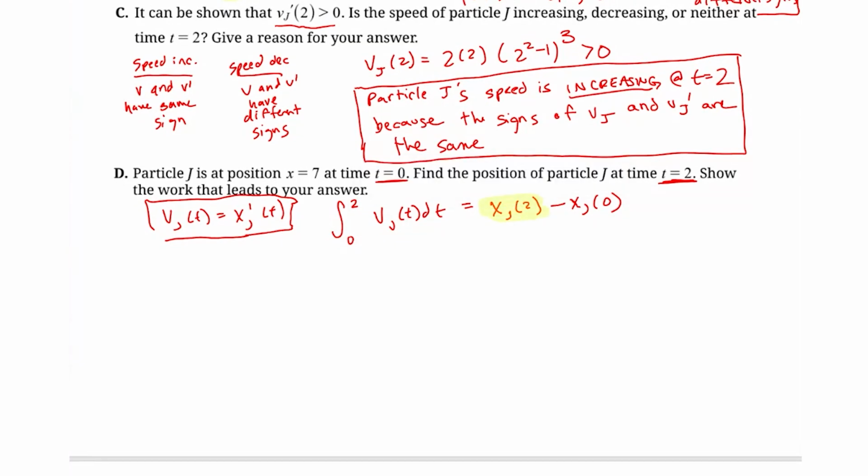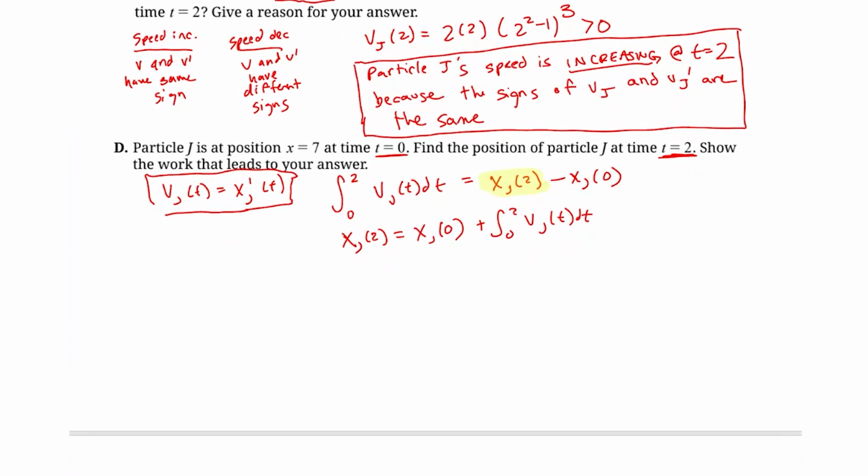We're just going to isolate this and add the xj0 to both sides. So xj2 will equal xj0 plus the integral from 0 to 2 of vj t dt. Okay, so xj0, that's given. It's 7. We know that one right off the bat, but we need to evaluate this integral.